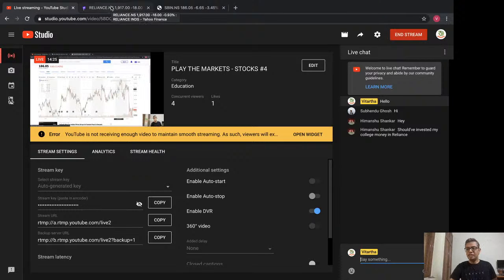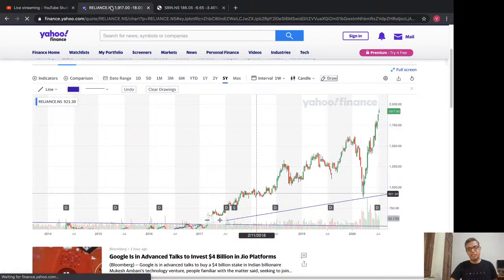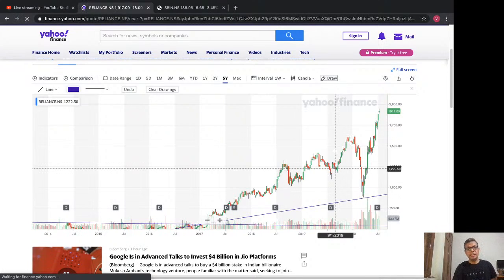Himanshu Shankar writes, should have invested in Reliance when he was in college. Yeah, in hindsight, you can say that it would have been a good idea to invest in Reliance in 2017. But let me tell you this, even today, the performance of the stock is actually going in the direction that is going to be beneficial to you, because Reliance is in performance zone today. It may not have started in a performance zone, but it is actually in performance zone today.